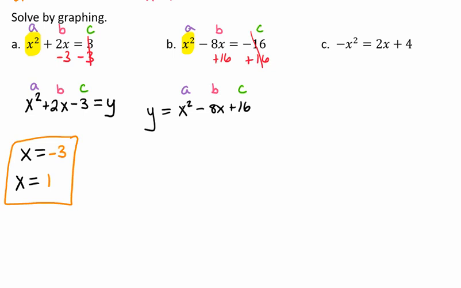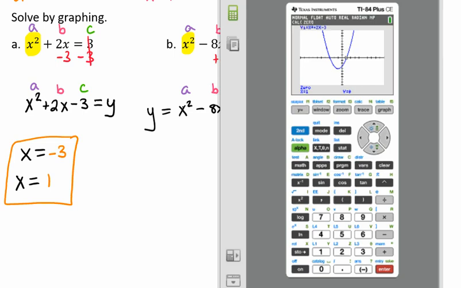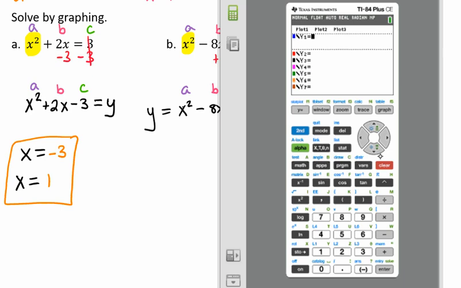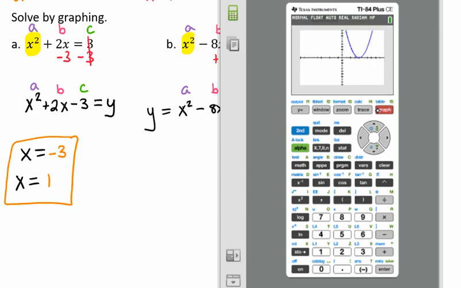So we still have our a, b, and c values. So we're going to plug that into our calculator. We're going to plug in x squared minus 8x plus 16, and then we're going to graph it. Well, it looks like it's only going to have one solution. It appears it's only touching.